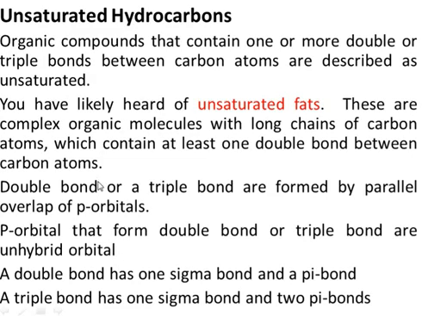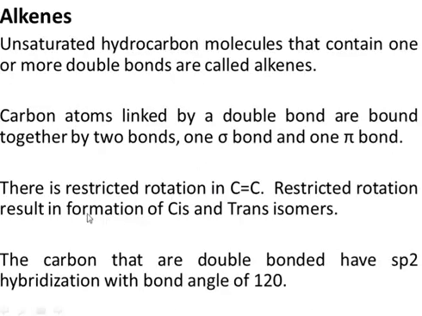Further, you should also remember that a double bond has one sigma bond and one pi bond, and the sigma bond is stronger, the pi bond is weaker. A triple bond has one sigma bond and two pi bonds, right? So these things you should always have in mind, right? So firstly, we'll consider alkenes. Alkenes are unsaturated hydrocarbons that contain one or more double bonds, right?